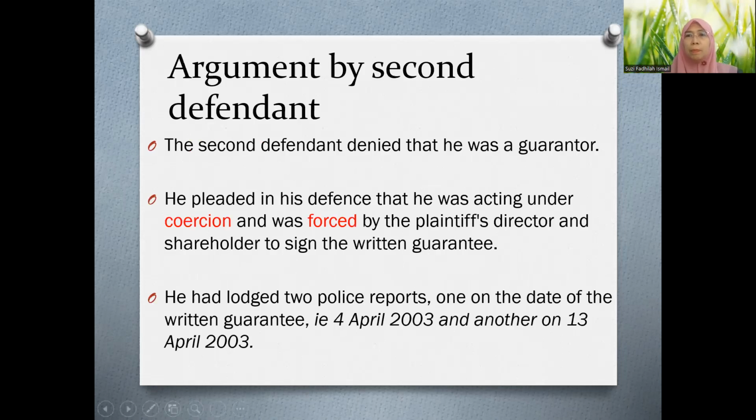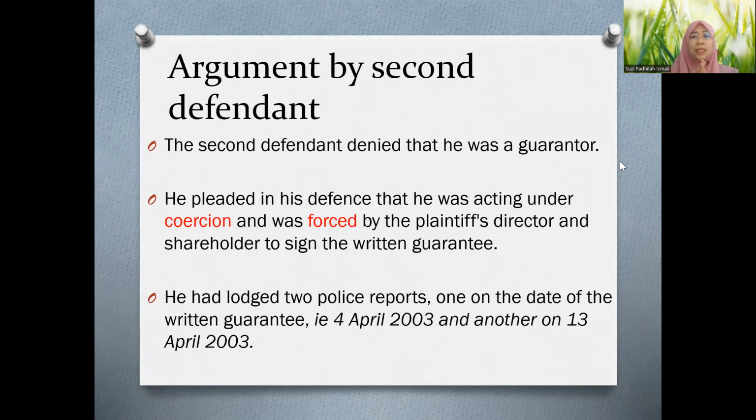But now the guarantor said, no, I'm not the guarantor. I refuse to be, it wasn't my wish to be the guarantor. Second defendant denied that he was a guarantor. Otherwise he has to pay. He will be in the debtor's position.